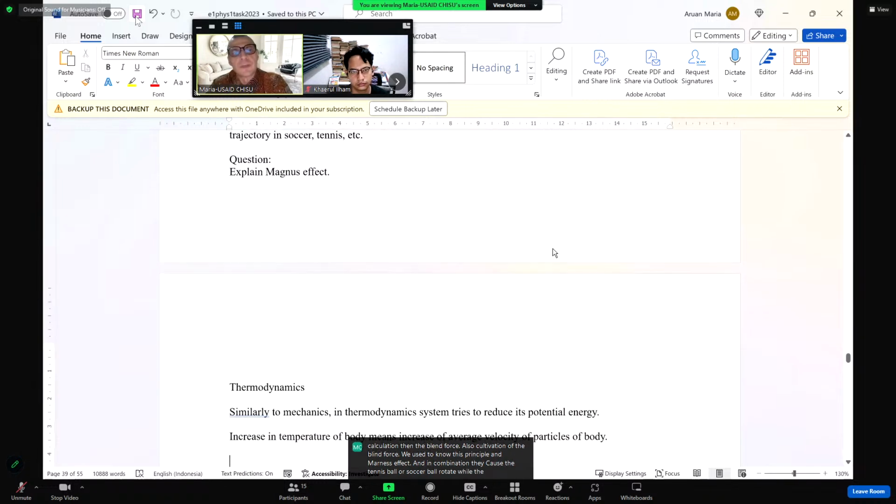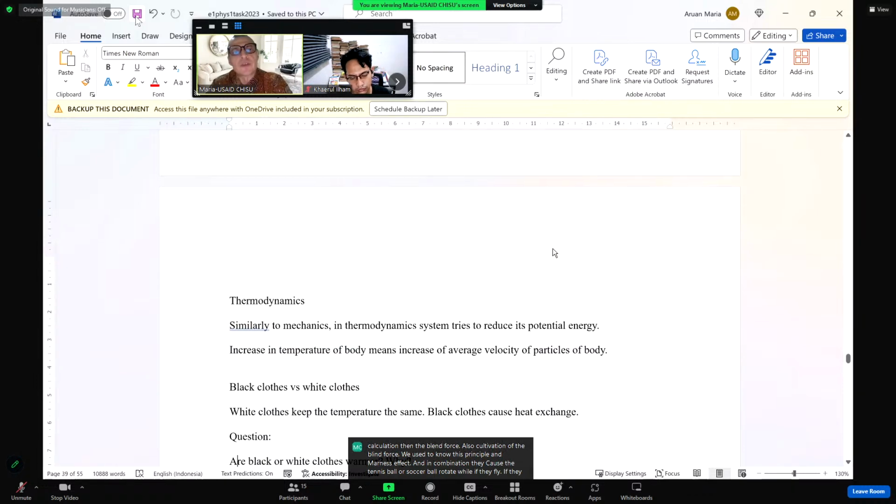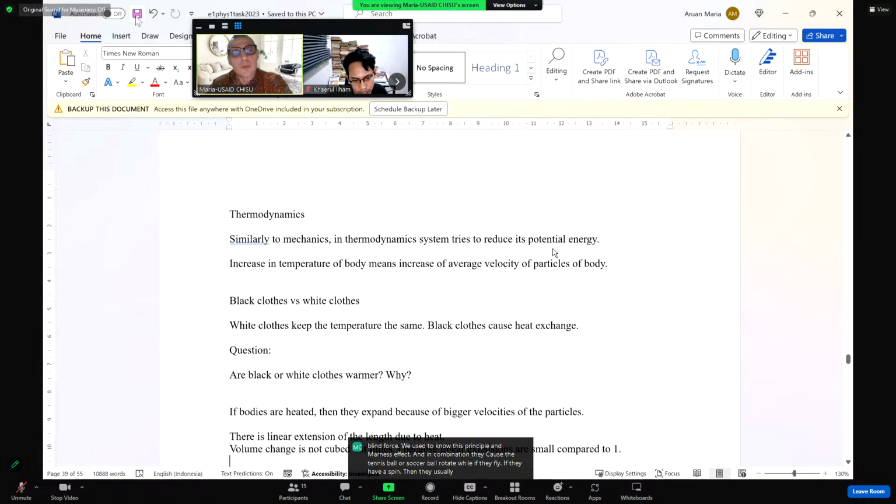So in thermodynamics, we solve several problems. For example, we realize that white clothes are usually warmer on average on Earth, because the human body's temperature is much higher than the average temperature on Earth.